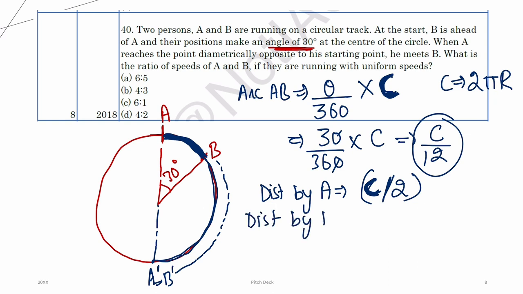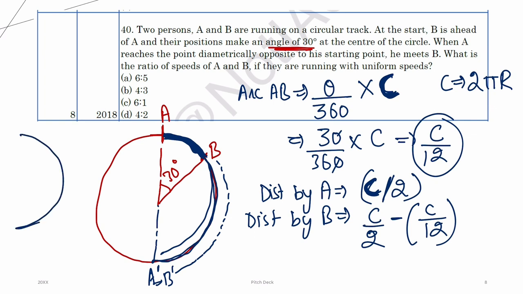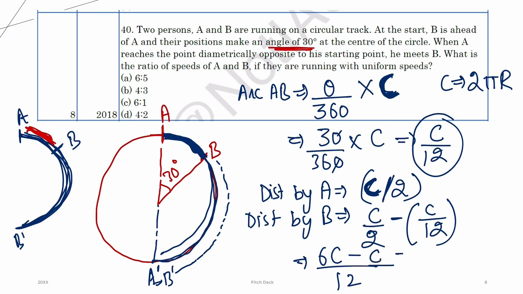Distance by B is half circle, that is, A to A dash minus B to B dash minus AB, so C by 2 minus C by 12. So what are we doing here? To calculate B to B dash, we need this total part, that is C by 2, complete C by 2, minus this part, minus AB. You will get point B to B dash, right? So C by 2 minus C by 12. If you calculate with 12 as the denominator, this is 6C minus C, that is 5C by 12. I hope I am doing it right. 12, 6C minus C, that is 5C by 12.